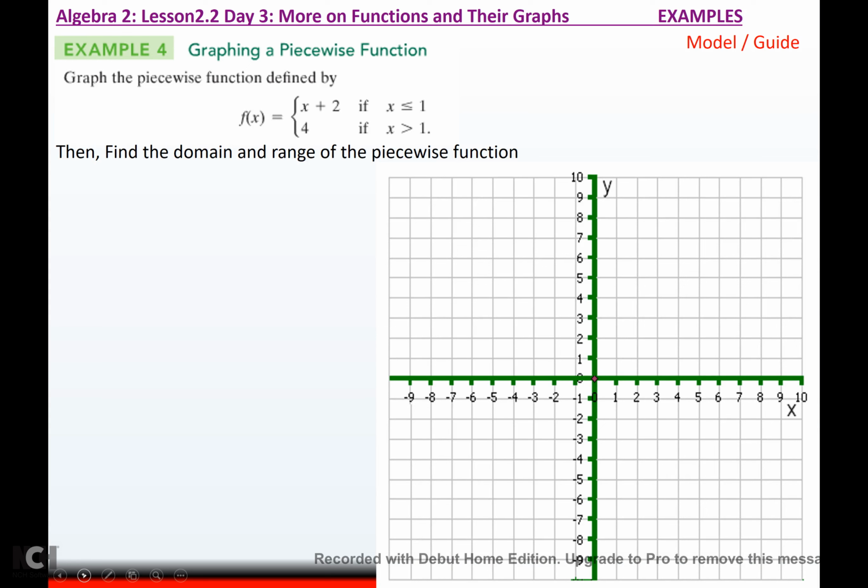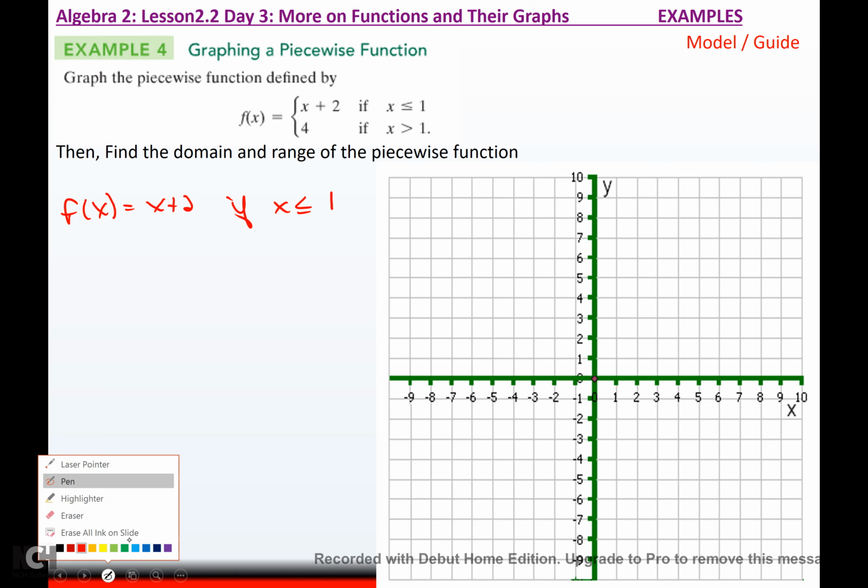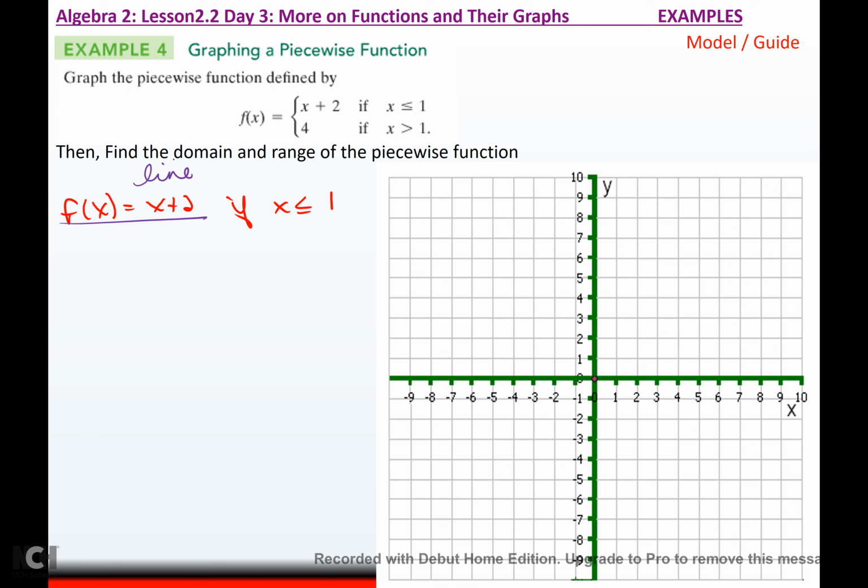So this one wants us to graph the piecewise function defined by these two pieces of functions. Then find the domain and range of the piecewise function. Okay, you have a couple of choices. The easiest choice, if I'm going to graph f of x equals x plus 2 if x is less than or equal to 1, is just to make a table of values, but make it knowing the shape of what you're graphing. This is going to be a straight line, okay?